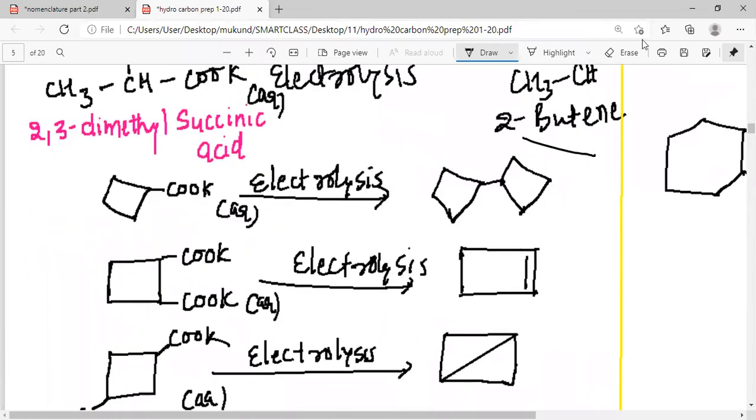So let us study a few more examples, my dear students. If we have cyclobutane bonded to COOK, or carboxylic acid, and if we pass electricity through the aqueous solution of the potassium salt, we get bicyclobutane. In the same way, if we have cyclobutane bonded to two carboxylic acid groups on adjacent carbons, by passing electricity we can get a cyclobutene.